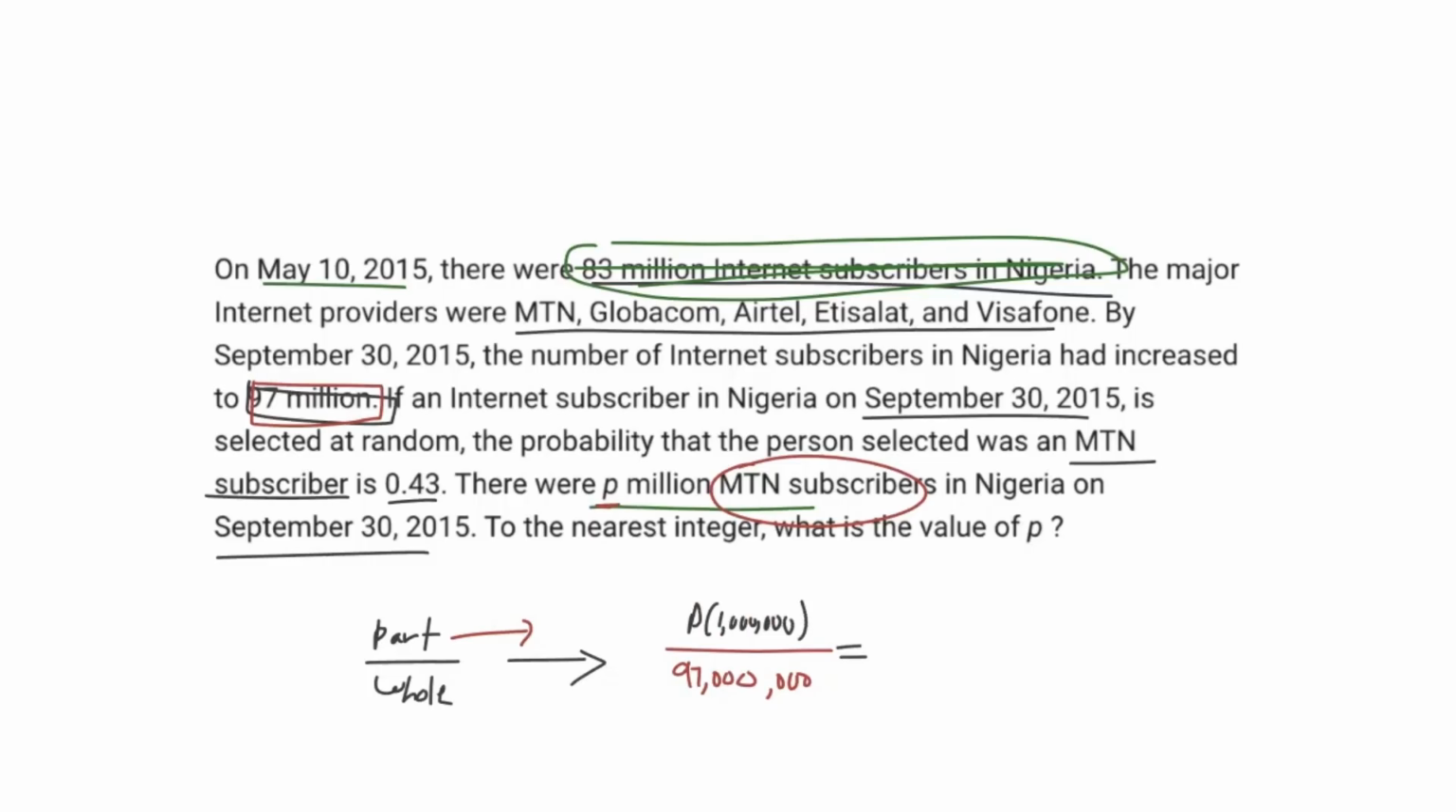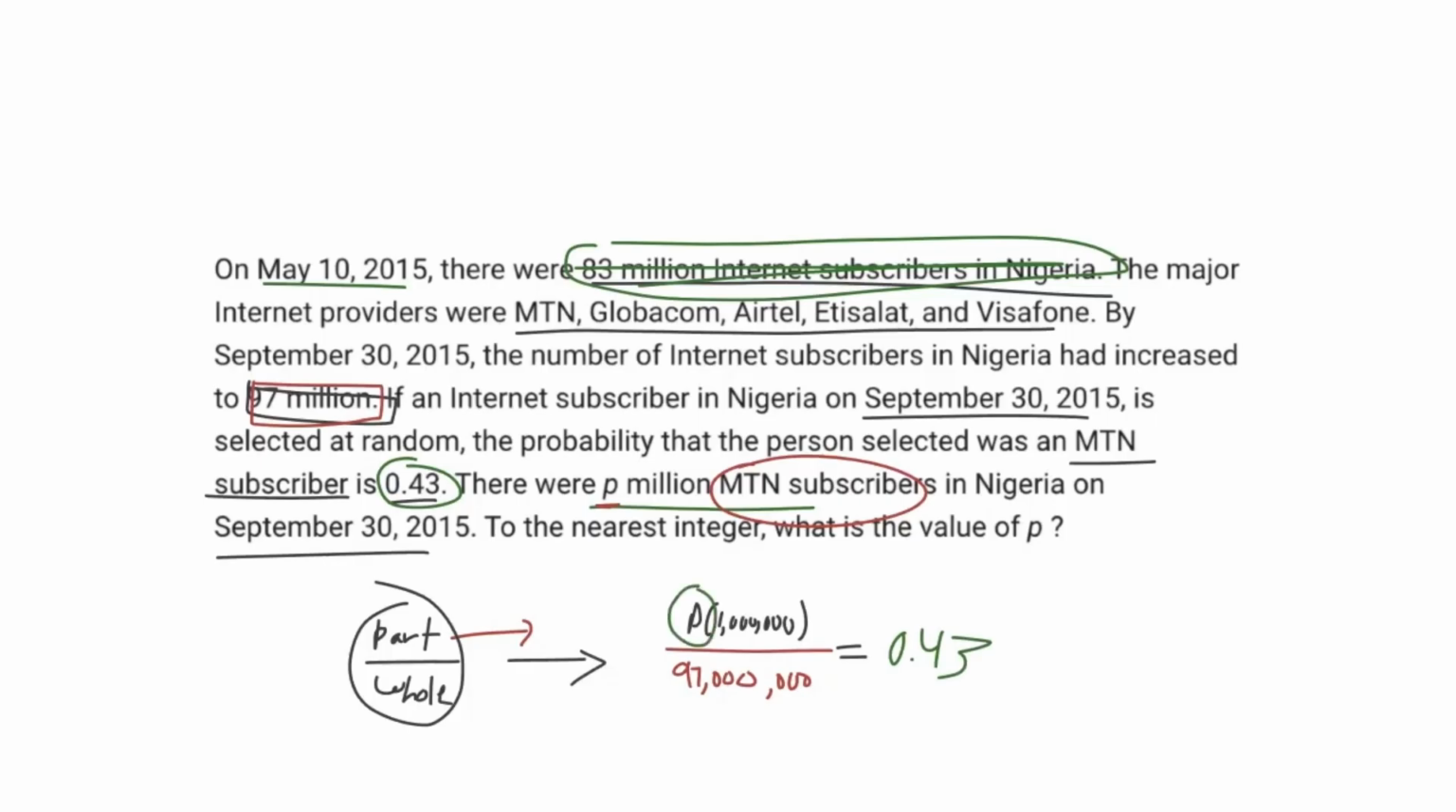All right, so now what you have to understand about part over whole is that it finds percent composition, right? But we're not talking chemistry. We want to find the percent composition, quote unquote, of MTN subscribers in Nigeria. So of that 97 million, what percentage of those subscribers were MTN subscribers? Well, that information is given right here, 0.43, which translates to 43%. So we're going to give a value of 0.43 here. Now it's pretty simple. We just have to solve for the value of P.